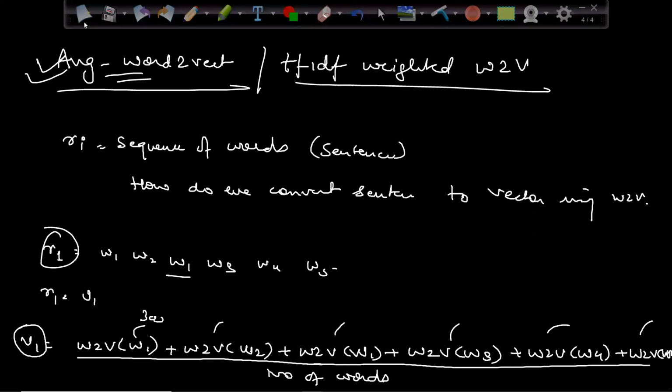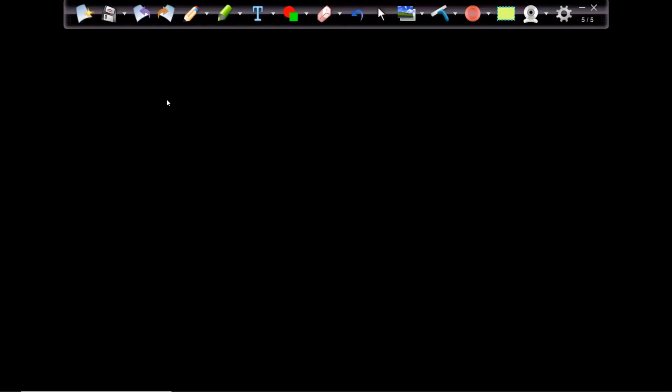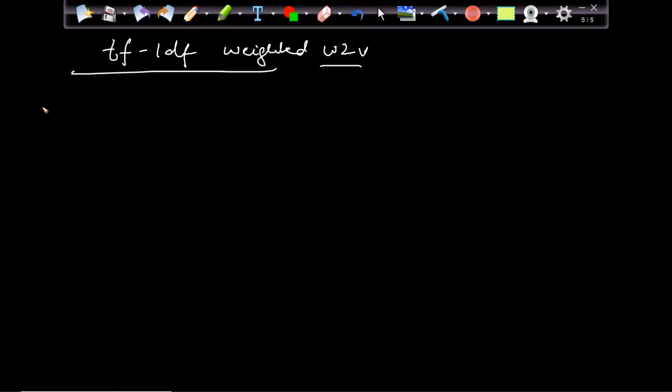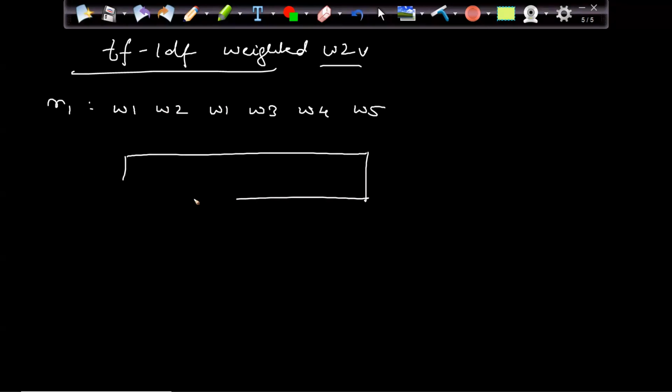Second way is TF-IDF weighted Word2Vec. We discussed TF-IDF in the last sessions. So I have my review R1, which consists of word 1, word 2, word 1, word 3, word 4, and word 5. I will create a vector for review 1, which consists of TF-IDF.